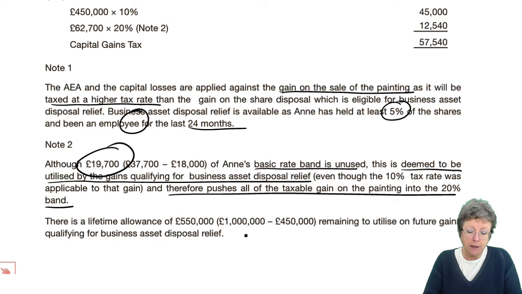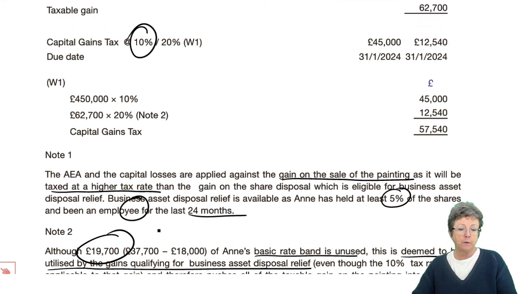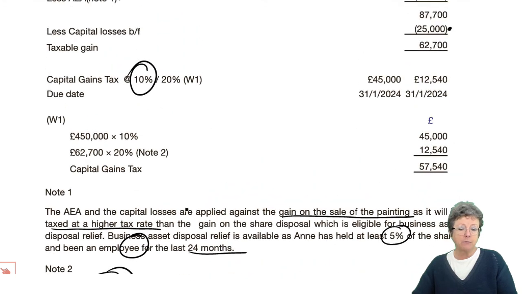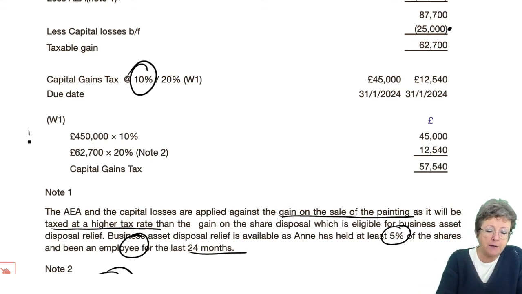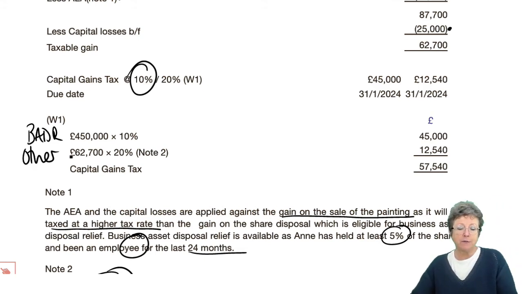And then we've shown here what she's got left after she's made that claim. So the tax, the 450, so this is the BAD relief, and this is the others, which will be taxed at 20%, giving us capital gains tax at 57,500.